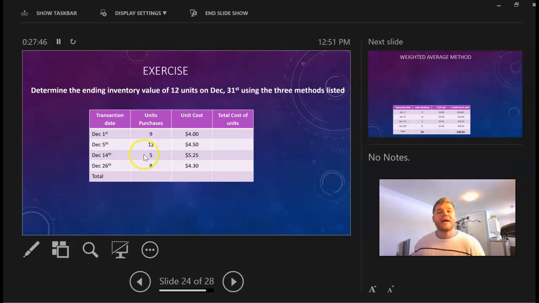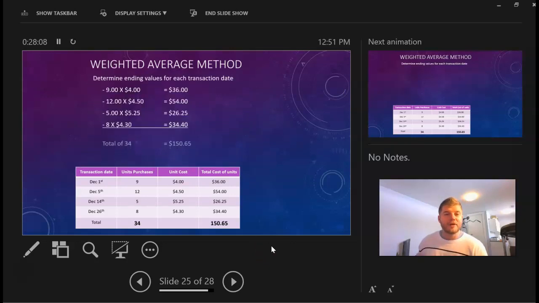So this will be an exercise that perhaps we would do. Here we're saying, okay, these are the transaction dates. These are the types of units purchased and the cost for them. Using the 3 different methods, go through and find out what the total cost of units are. So the ending inventory, we have 12 units that we need. I'll just do them quickly with you.